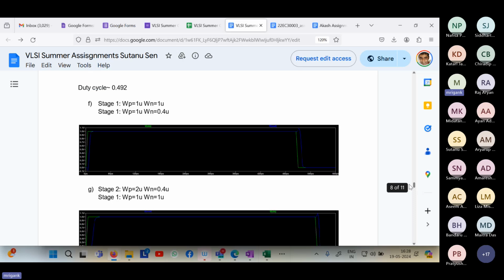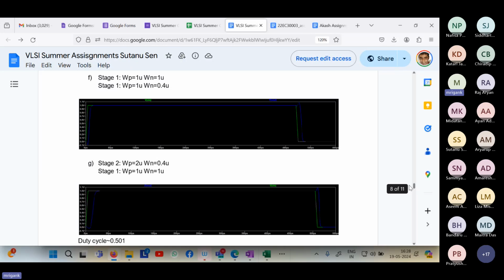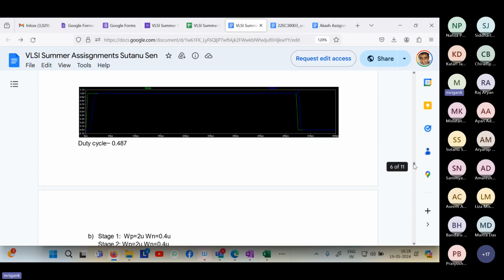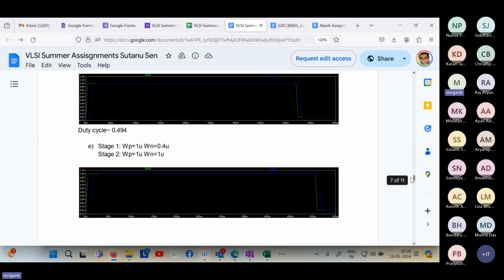But the way you have shown the diagram, we can't even calculate the duty cycle because you should show at least one period, right? So you have shown only half the period. The transient waveform, you have shown only half the period. So here you should show the full period at least.